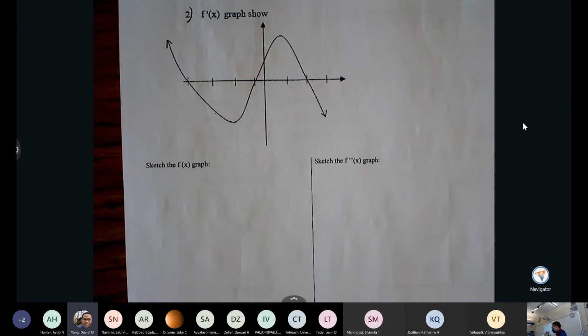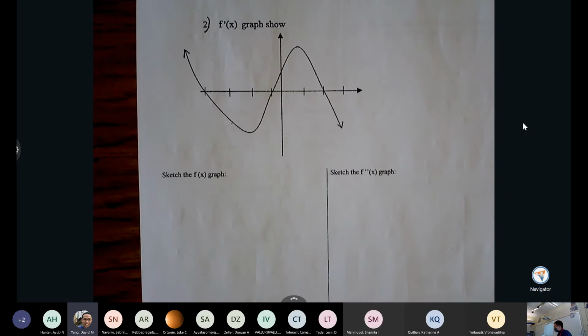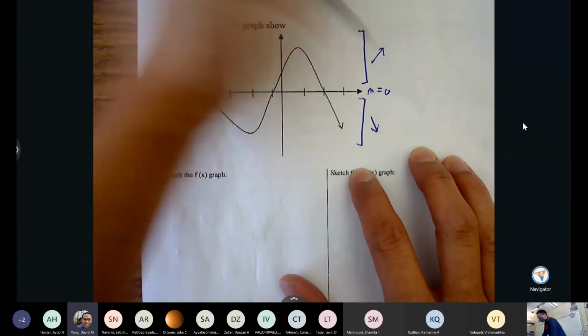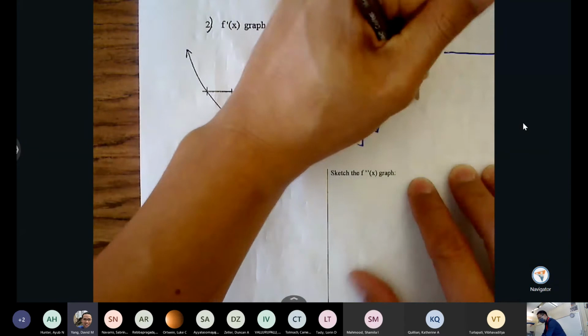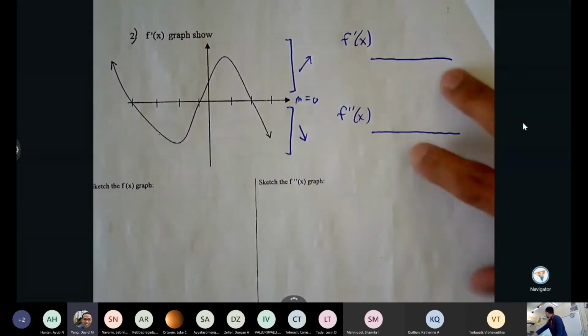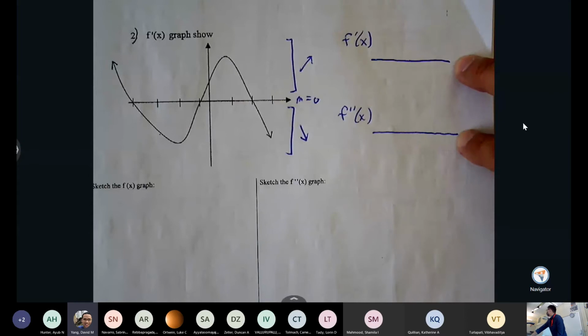Can you create a slope sign line? Can you create a concavity sign line? Can you create a picture of the f of x? Can you create a picture of the f double prime? Okay, so start by labeling your graph. Create your slope sign line. Create your second derivative sign line. Okay, so your first goal is, can you plot those with critical points and with the appropriate slope and concavity?